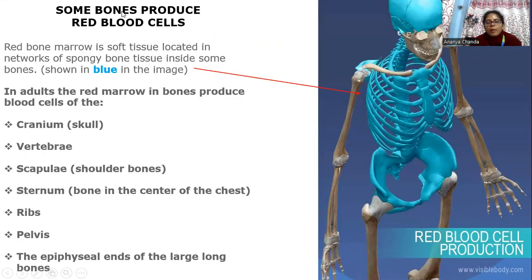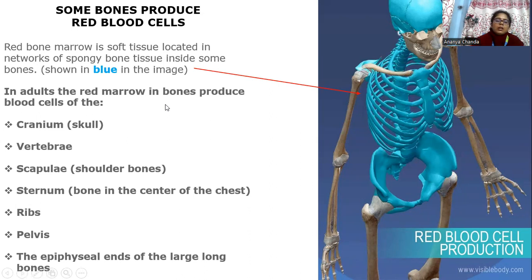So apart from the long bones, some of the bones also produce the red blood cells. So this blue color in the image indicates that the red bone marrow is a soft tissue located in the network of spongy bone tissue inside some of the bones. So these are some of the bones having spongy bone tissue which consists of red bone marrow.